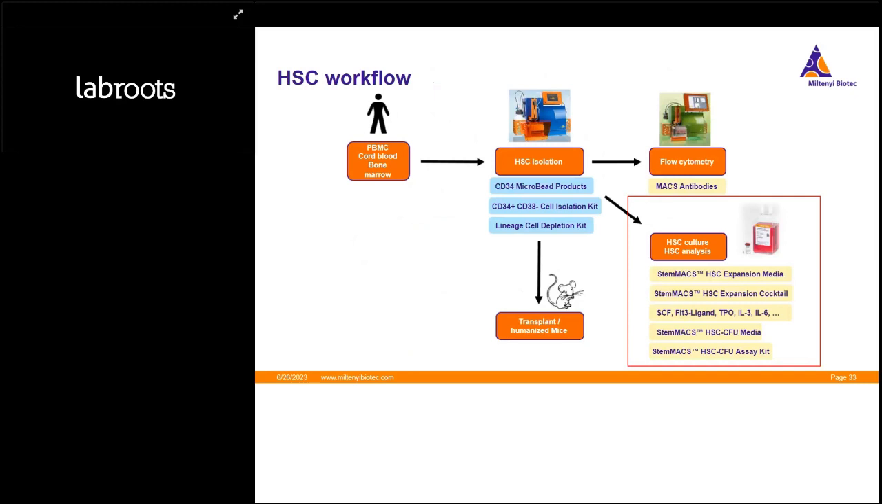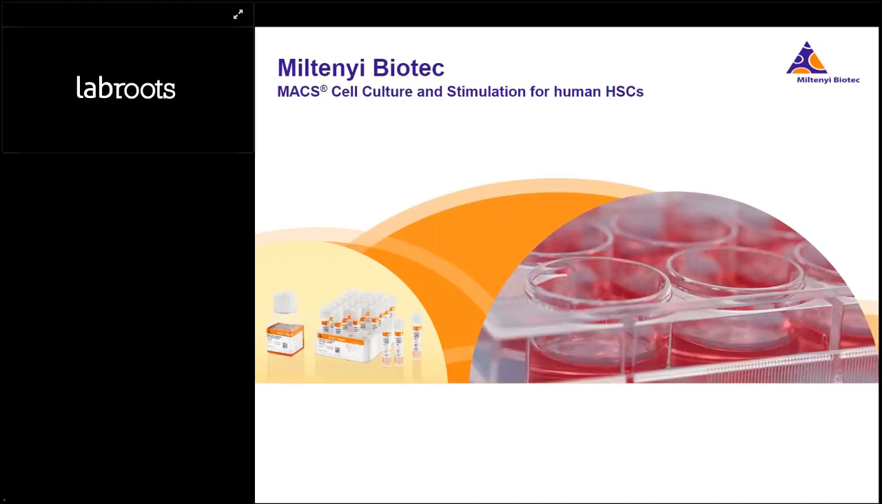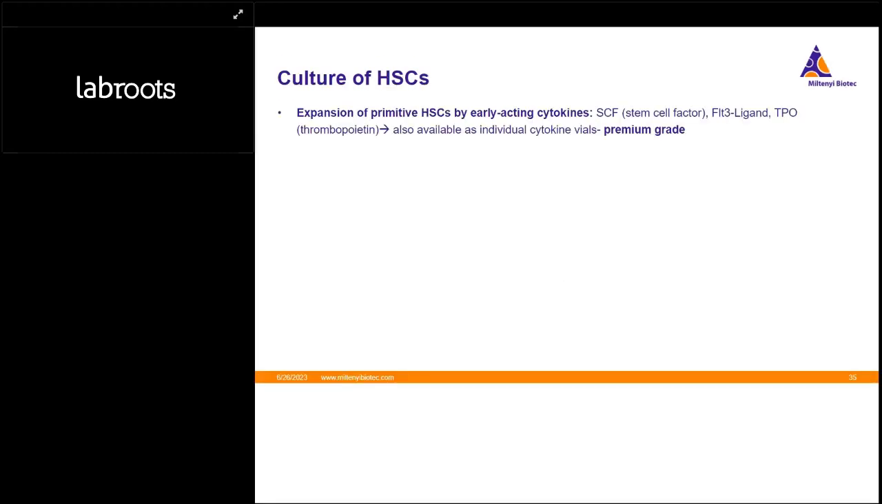So with that, I finished our introduction about our CD34 magnetic beads that can help you very efficiently get HSCs. Downstream, what you might really need is some cell culture media, because for a lot of HSC groups, after they get hematopoietic stem cells, the next thing they want to do is some expansion. With that, I would like to introduce our cell culture and stimulation portfolio specified for human hematopoietic stem cells. First of all, we have premium grade cytokines that are necessary for HSC expansion.